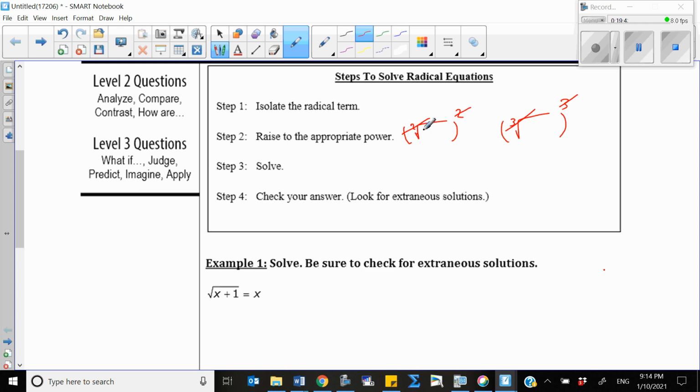Well, after raising to the power and canceling the radicals, we're going to just simply solve for x, and the last step is to check your answer. You need to look for extraneous solutions.